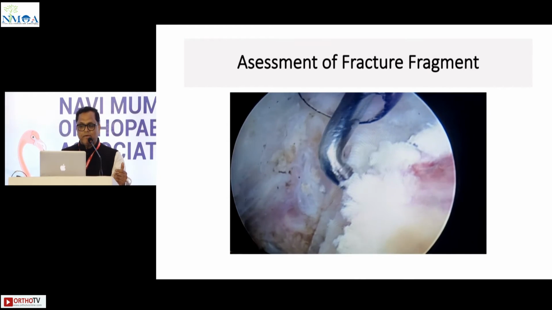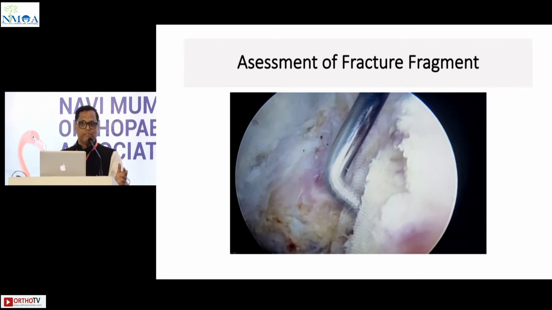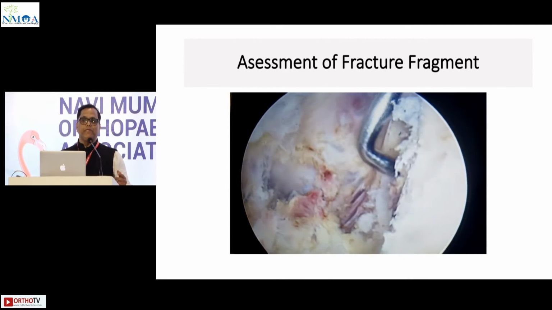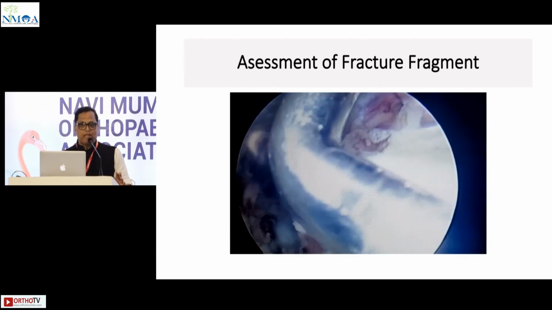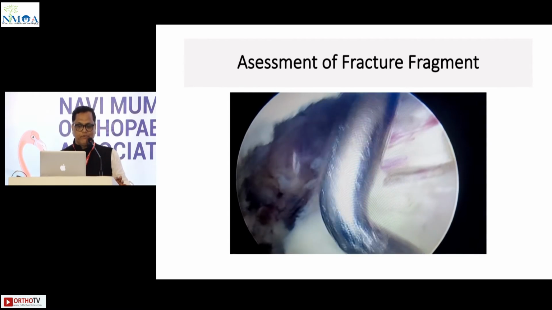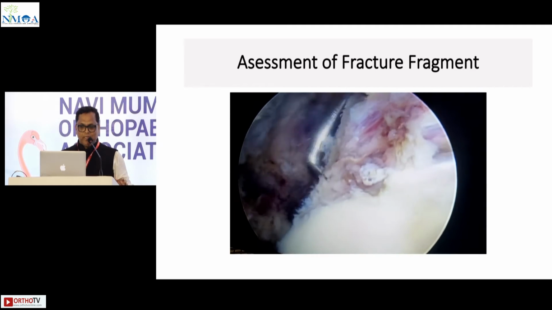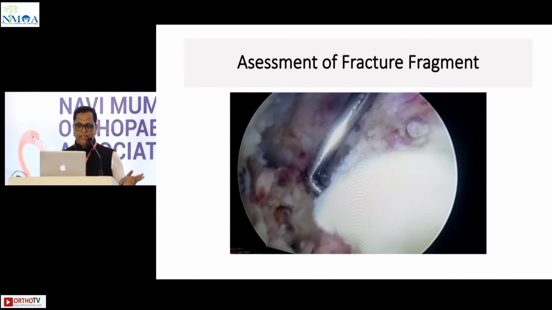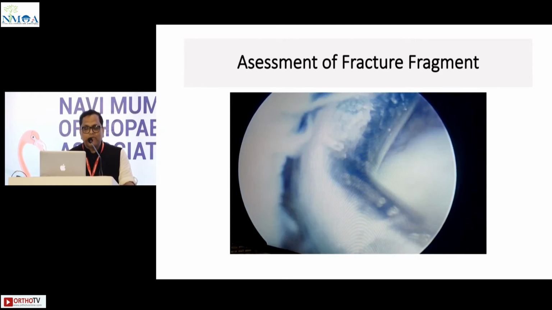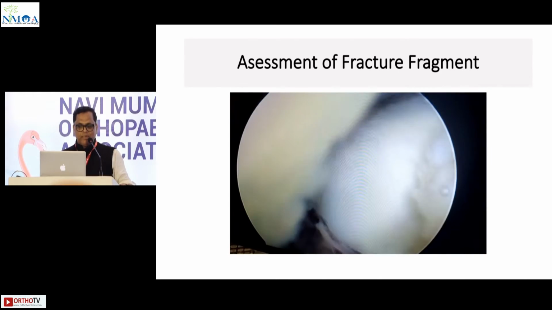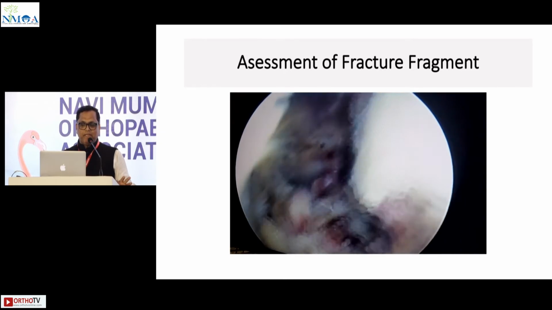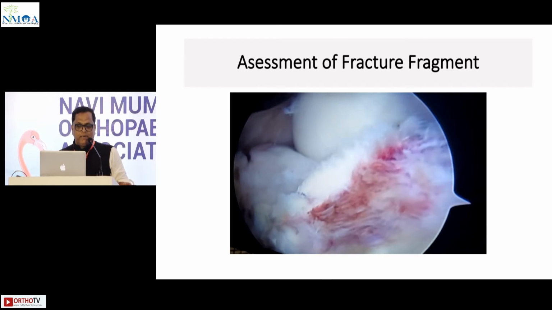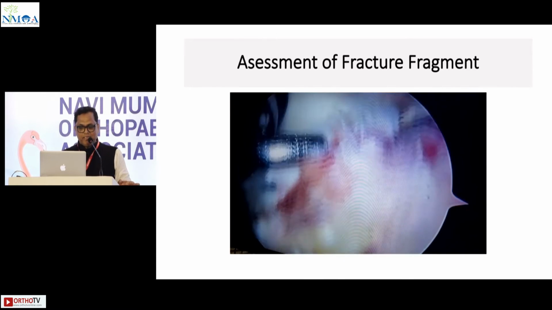I am using 4 portals: anteromedial, anterolateral, posteromedial and posterolateral. The posterolateral portal is a viewing portal, and the posteromedial portal is a working portal. So we can see this fragment and assess it. In this case, the articular surface of the tibia is also involved, along with the whole PCL ligament. We can prepare the tibial fracture bed, debride and curette it.